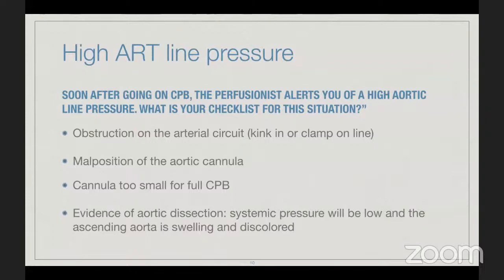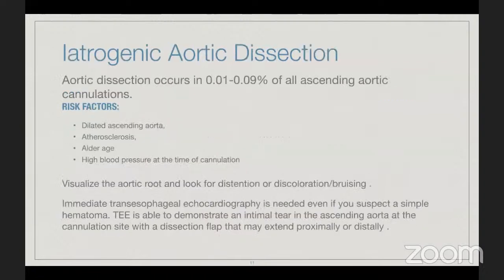So first you will inspect your aorta to check if there is any sign of dissection, either swelling aorta or discoloration, and make sure you are using the proper size of cannula. So in case of iatrogenic aortic dissection, it occurs in 0.01 to 0.09% of all ascending aortic cannulations. Risk factors include a dilated ascending aorta, atherosclerotic disease, elderly patients, and high blood pressure at the time of cannulation. So you need to visualize your aortic root, look for any distension or discoloration, and immediately ask the anesthetist to perform a TEE, even if you suspect a simple hematoma. That can demonstrate any intimal tear of the ascending aorta at the site of the ascending aortic cannulation.